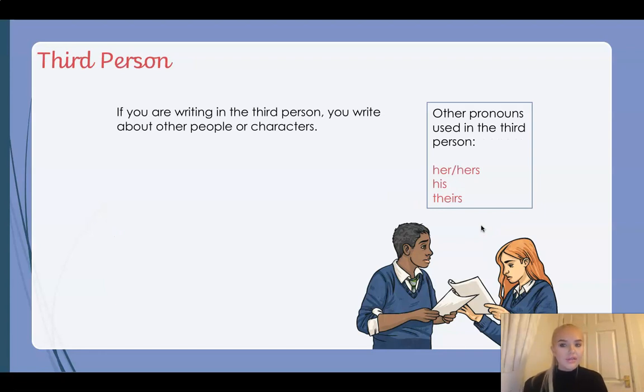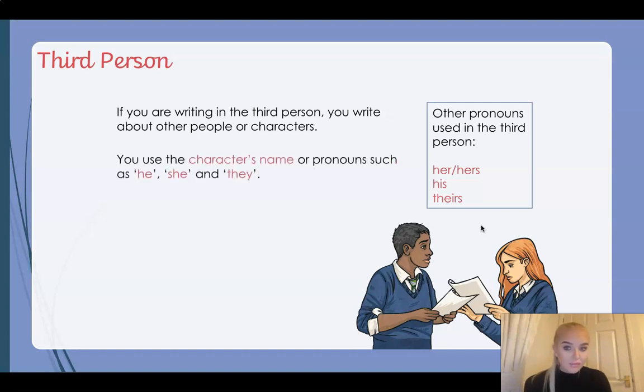And finally, third person. Now this is the one that you're probably most familiar with. All through year 4, we've been mostly writing in third person because when you write in third person, you write about other people or other characters. Okay, so when you've been writing about your setting descriptions, you've been writing about the characters inside them. And the pronouns you might use when you're writing in third person are her or hers, his, theirs, she, he.